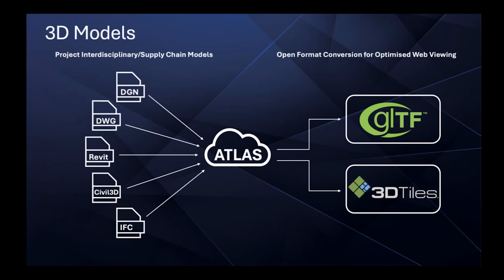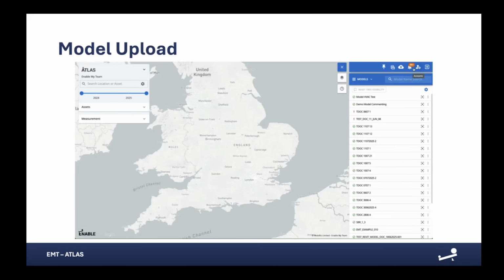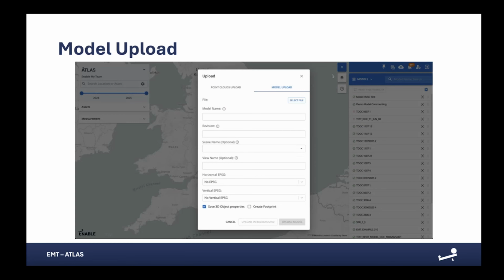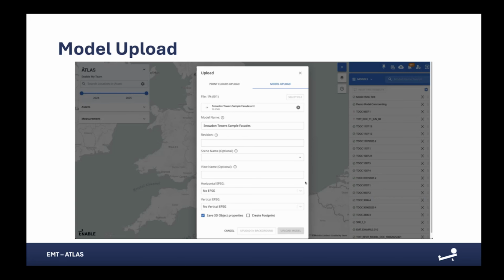So then moving on to the actual upload itself. To upload files directly through the UI, you can do this by using the model upload dialog box. And within here, you can select your file as necessary and enter any metadata. So we can apply a specific file name and revision.